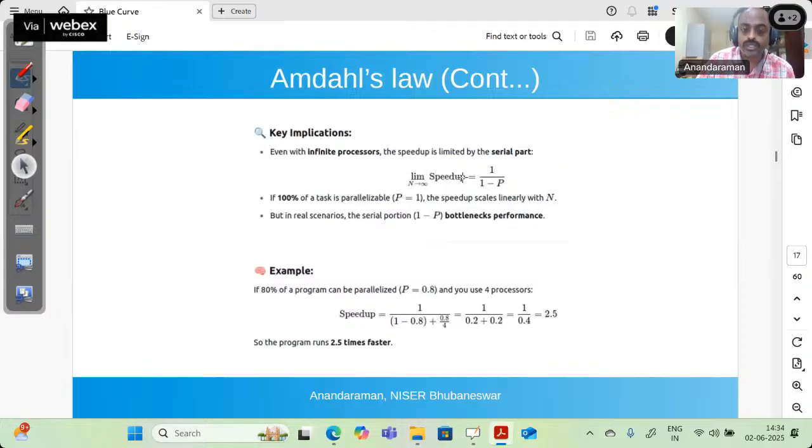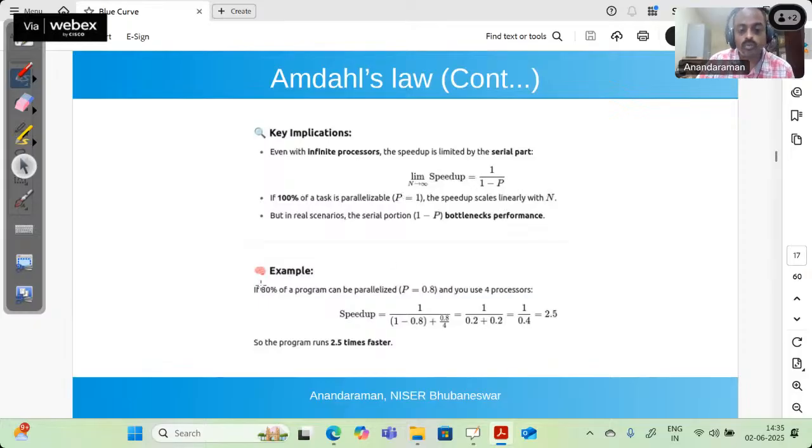So that's what they mentioned. If n is infinity, then the speed up becomes 1 by 1 minus p. So if 100% of the task is parallelized, p is equal to 1, and the speed up scales up to the limit n. But in a real scenario, the serial portion 1 minus p bottlenecks performance. In a real scenario, 100% parallel is not possible.